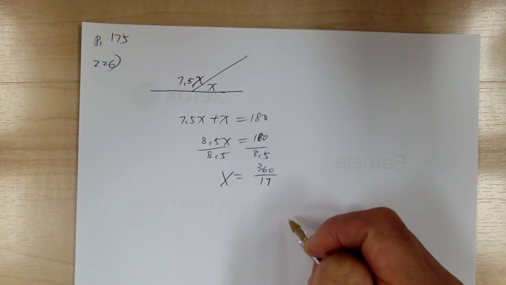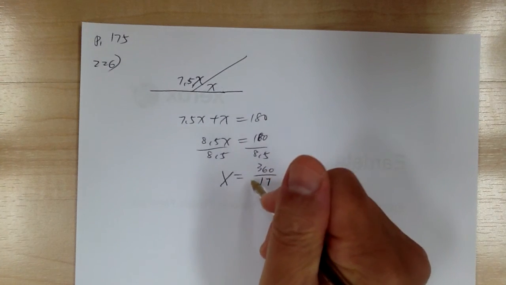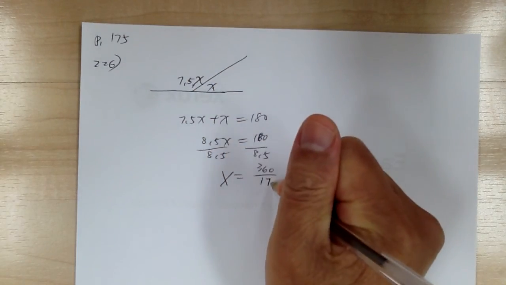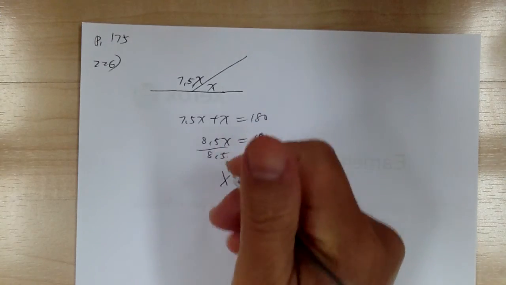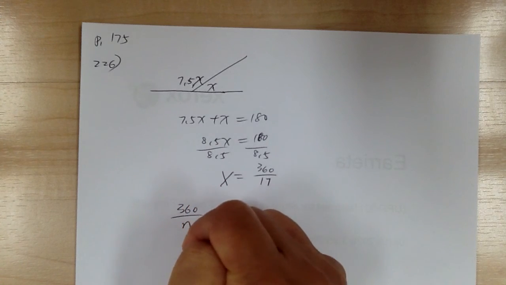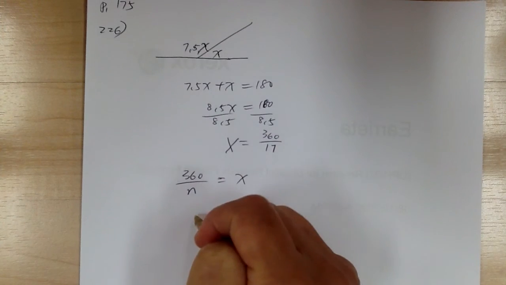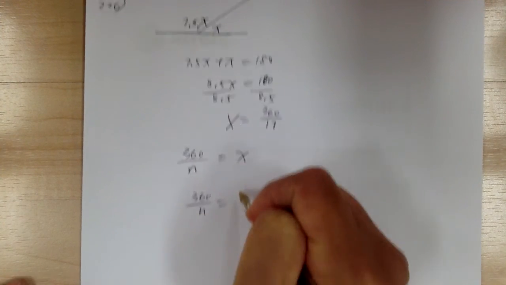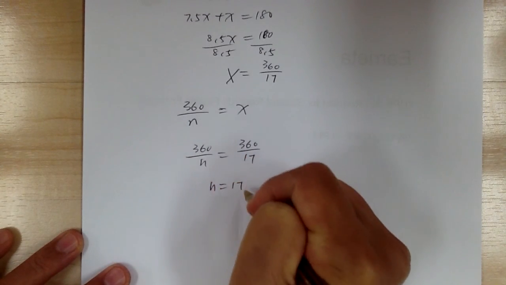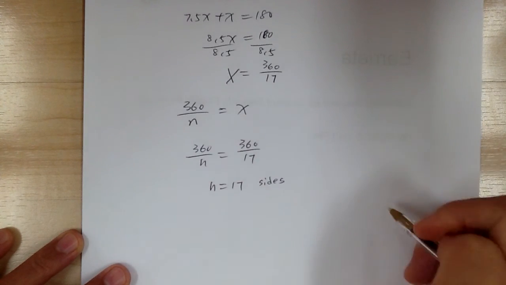Since this is 360 over 17, now for the exterior angle, 360 divided by the number of sides will equal x, right? And so 360 over n will equal 360 over 17. By just comparison, you can see n equals 17. So this is 17-sided, so there are 17 sides.